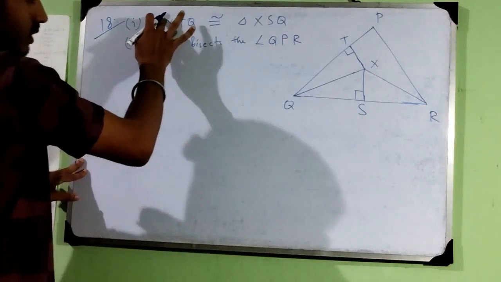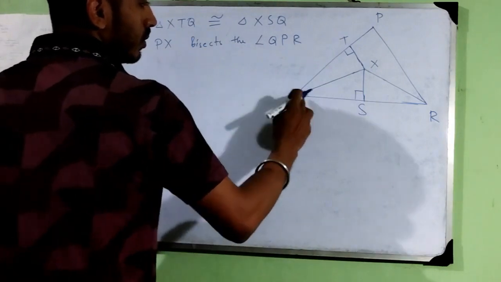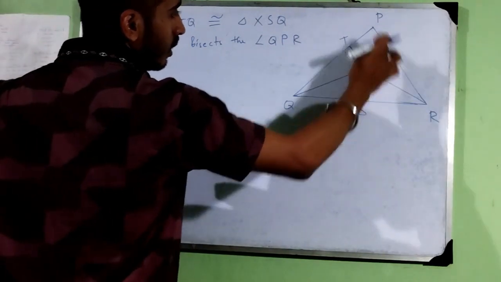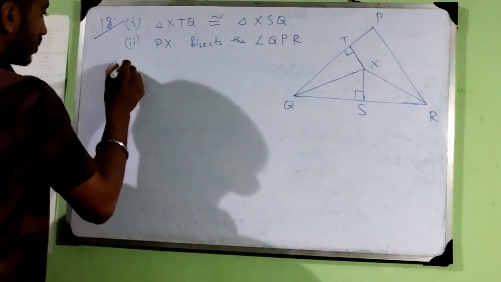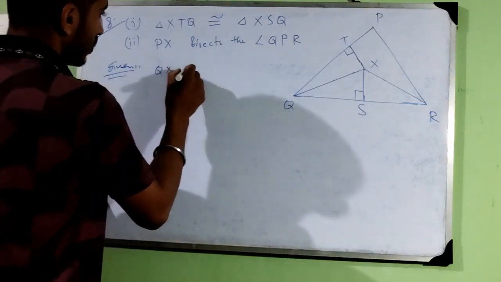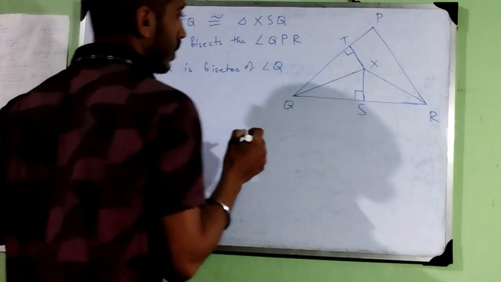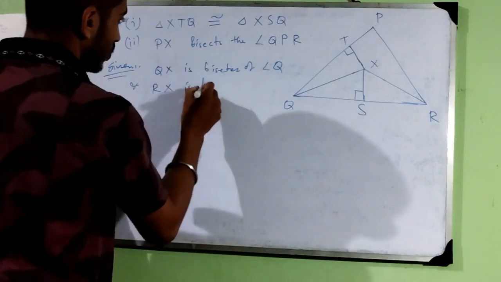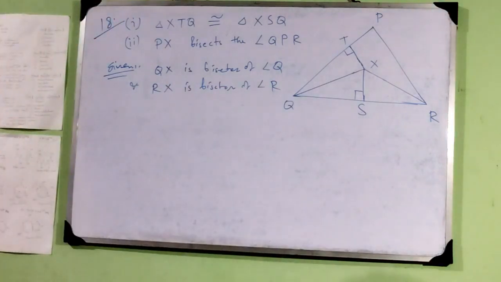It is given that PQR is a triangle, and QX is the bisector of angle Q and XR is the bisector of angle R. So it is given, we are writing that QX is the bisector of angle Q, and RX is the bisector of angle R.